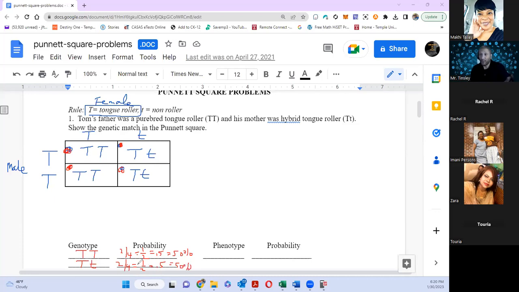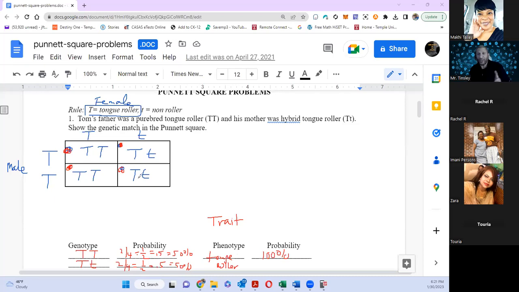That's the genes. Remember genotype. The phenotype is the physical trait. So all of these are tongue rollers. It doesn't matter. Tongue roller is 100%.